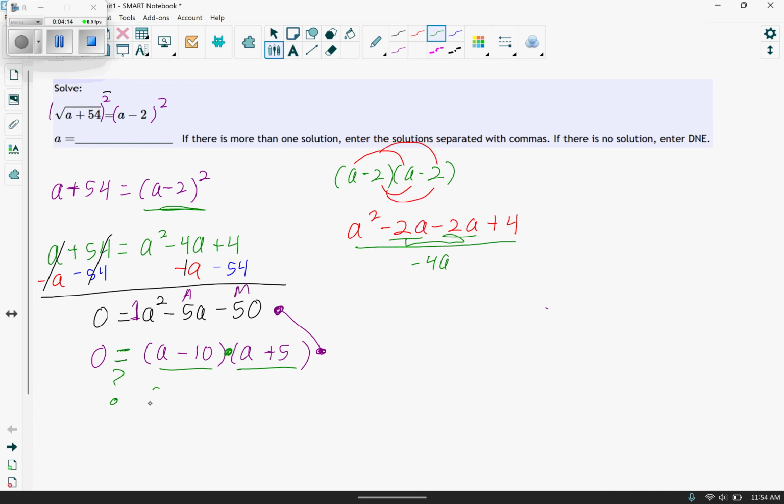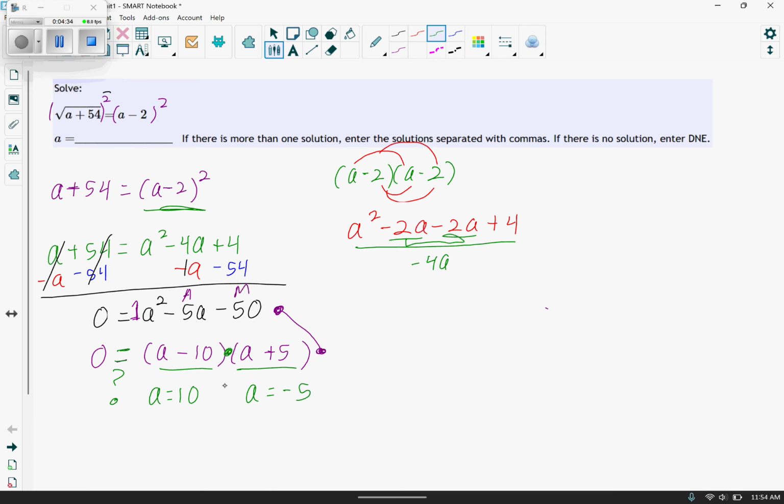And so right here, this one right here would be a 10. If I were to let a equal 10, 10 minus 10 is 0. This would become a 15, but it wouldn't really matter because 0 times 15 would be 0. And then this other case here would be negative 5. If I were to plug in negative 5, once again, it would make the equation equal 0.